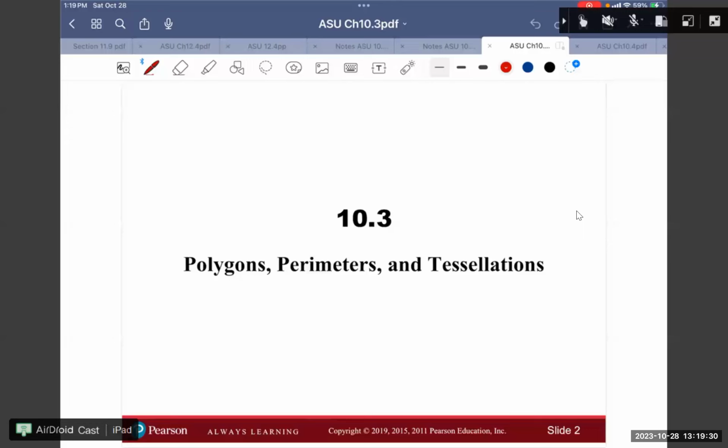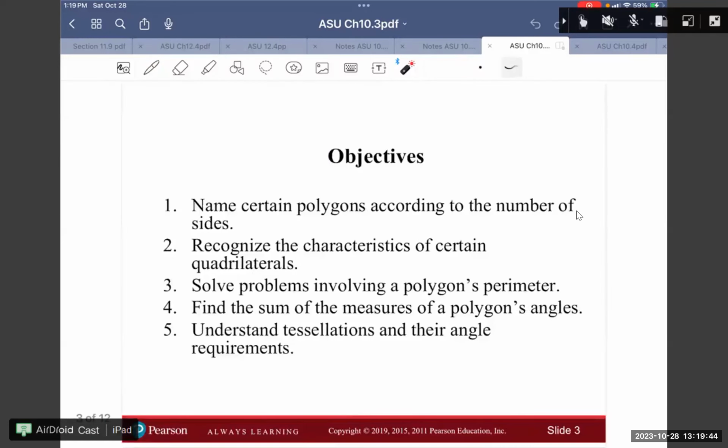Hi everyone. So today we go with 10.3, polygon perimeter and tessellation. The objectives: name polygons according to the number of sides, recognize the characteristics of quadrilaterals, solve problems involving polygon perimeter, find the sum of the measures of polygon angles, and understand tessellation and the angle requirement.